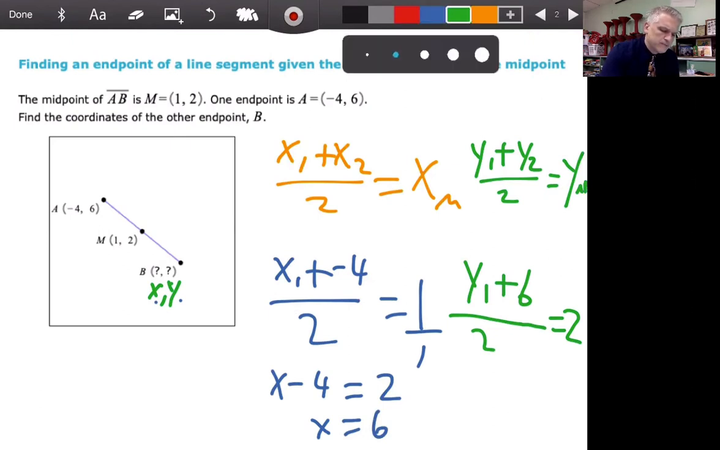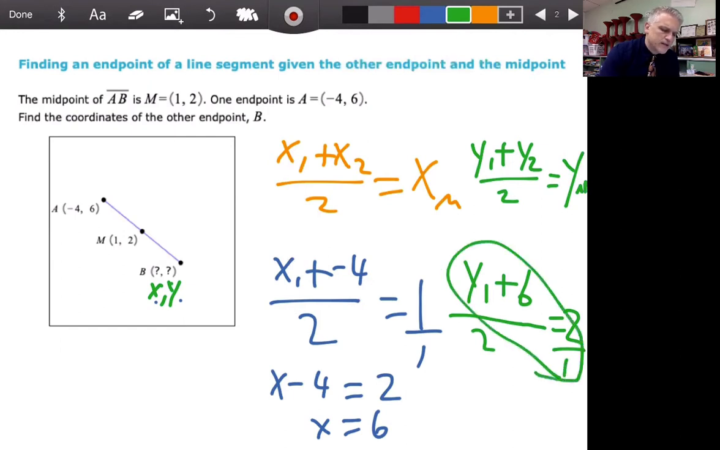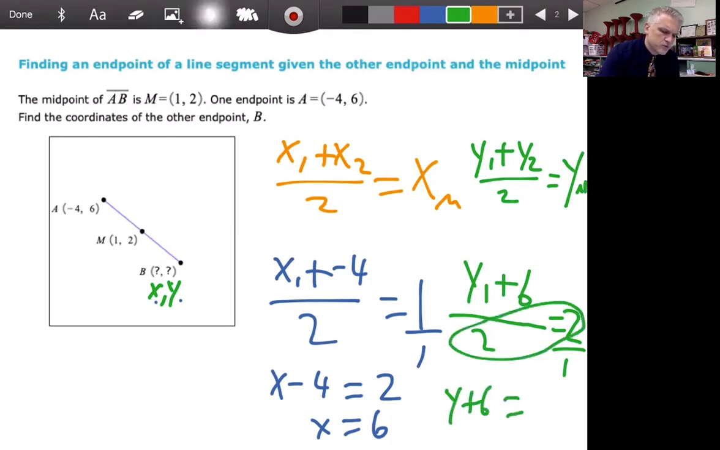For the y coordinate, again, we can imagine there's a 1 under this 2. Cross multiply the 1 times y plus 6. You get y plus 6. Cross multiply here. 2 times 2 is 4. Subtract 6 from both sides of the equation, and you get -2.